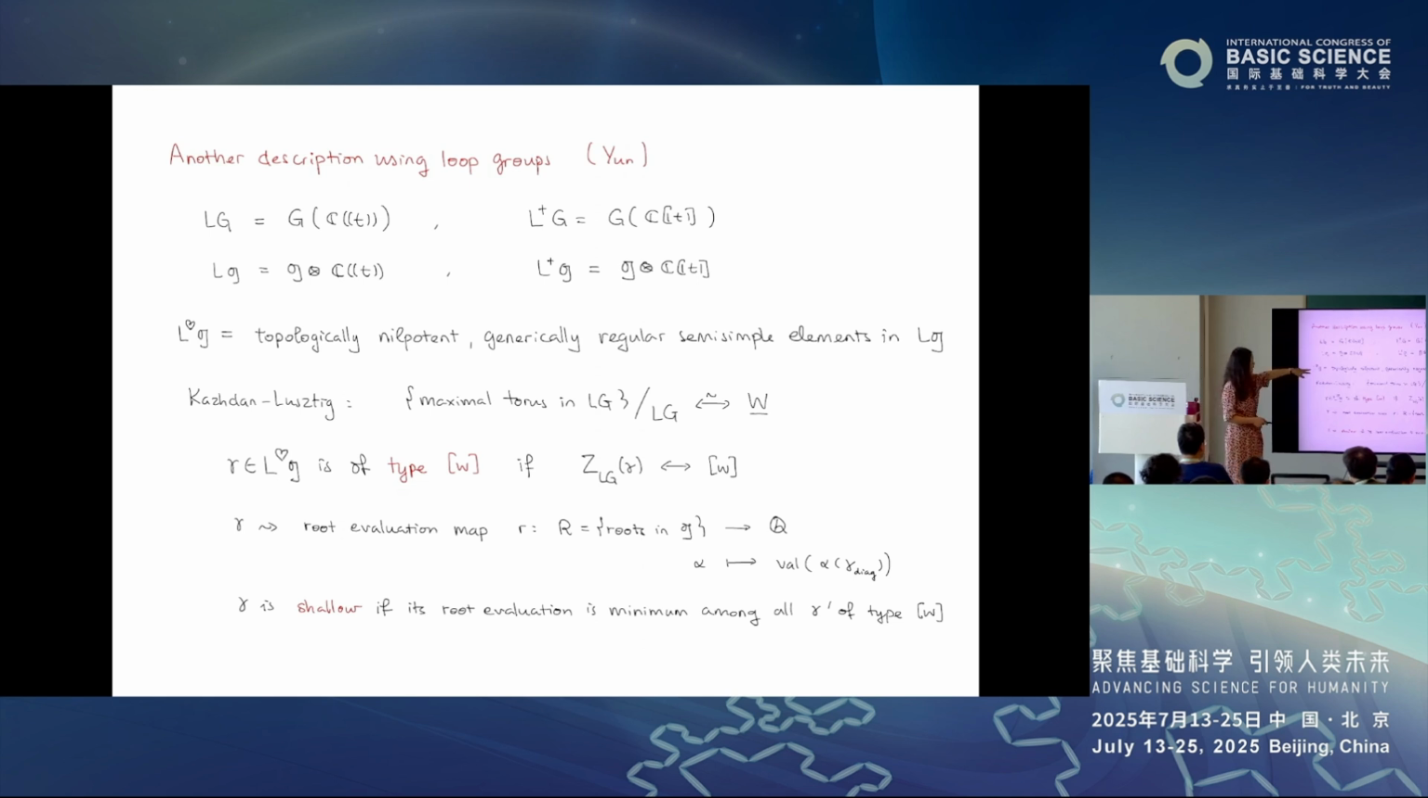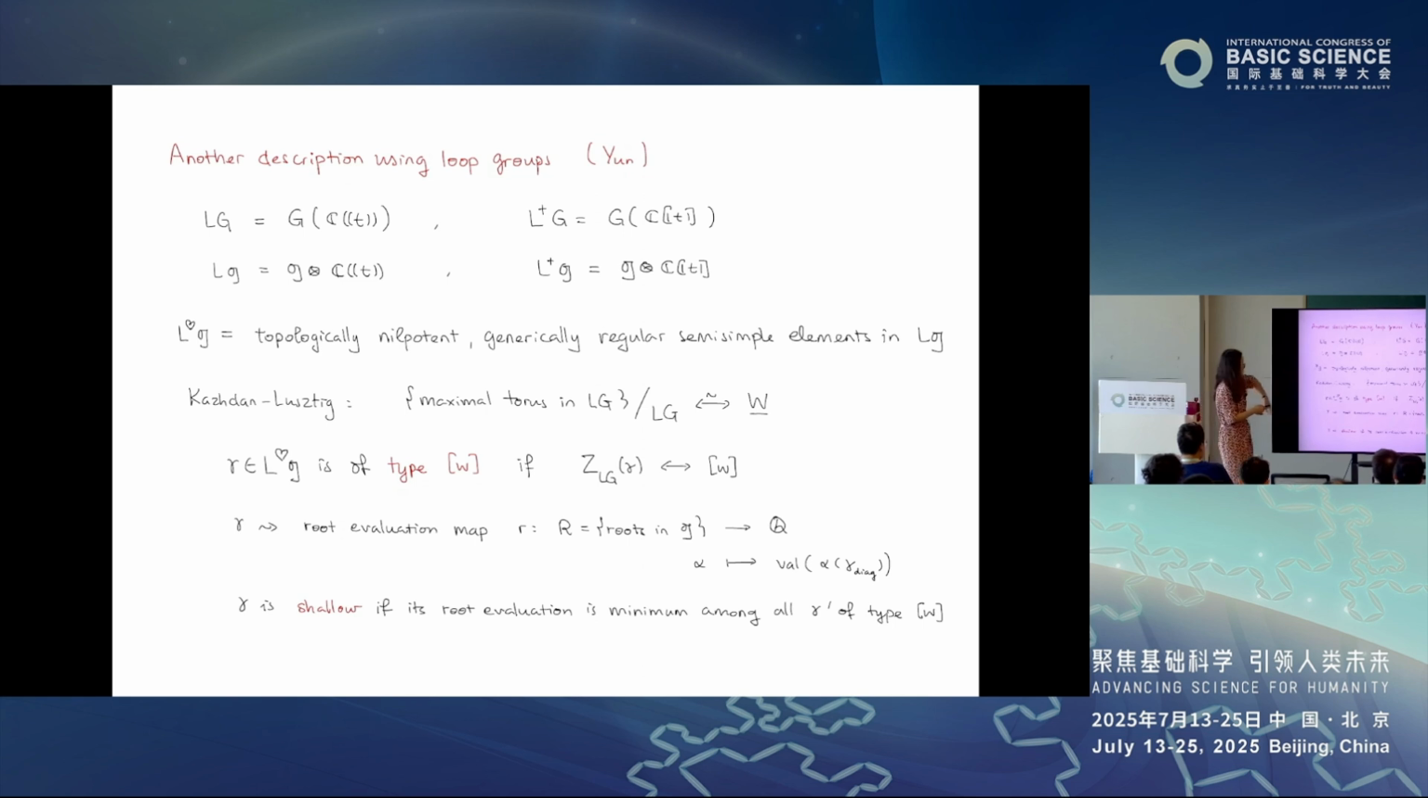And in this loop Lie algebra, you consider a part, with a little heart here, meaning that these are topologically nilpotent elements. This means in the t-adic topology it converges to 0. And generically regular semi-simple elements. So if you base change to the algebraic closure of this field, then you get some regular semi-simple elements. So this is an important locus which many people study.